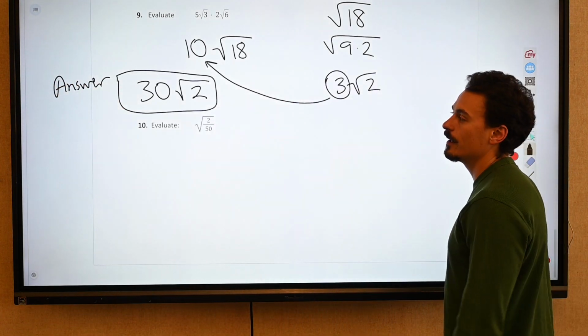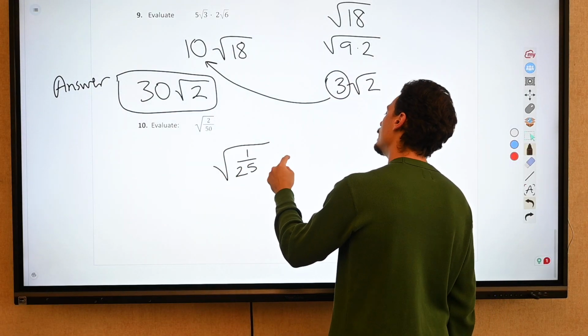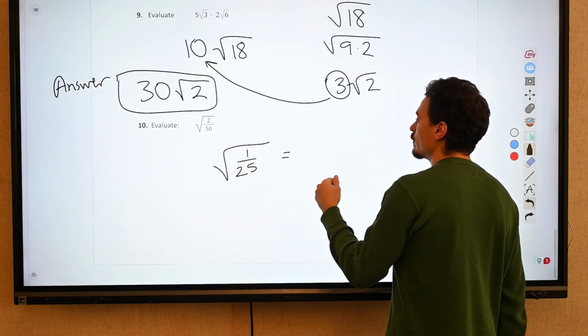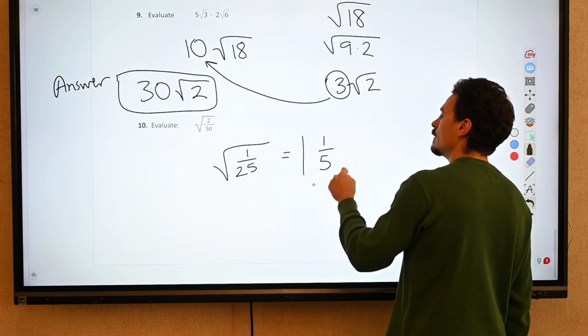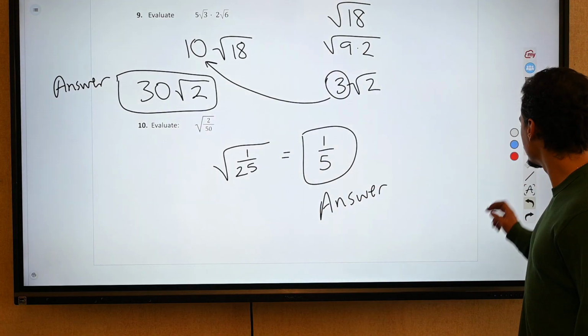Right? This one, simplify to 1 over 25, and then take the root of 1 and take the root of 25, which is 1 over 5. Okay?